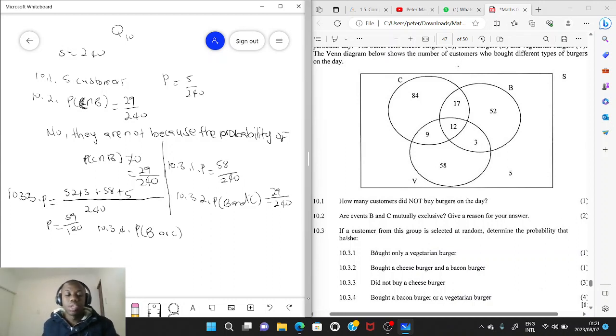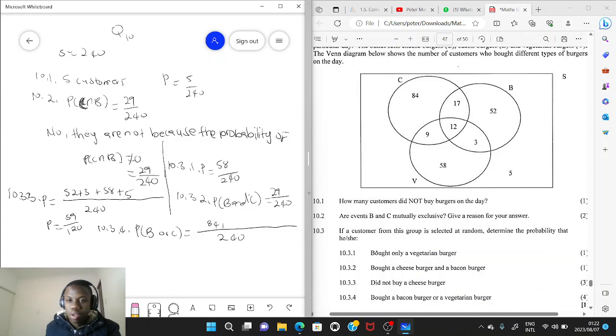You can use two techniques to determine this, right? So the first thing, like I said at the start of this lesson, what did I say about or? I said the moment you see or, we consider the combination of both circles. So when I say B or V, I'm going to take everything that's in B and V, right? Because of this, the probability will be the combination of B and V all over the sample space. So what is my sample space? My sample space is 240.